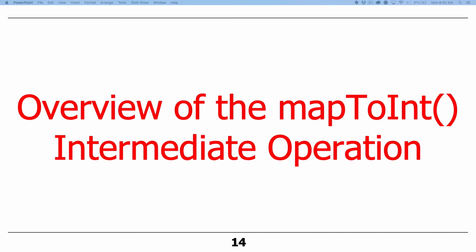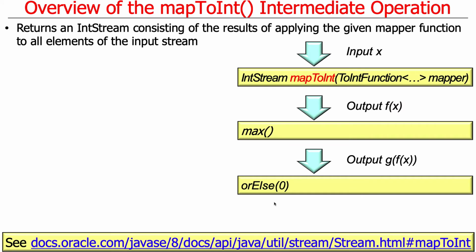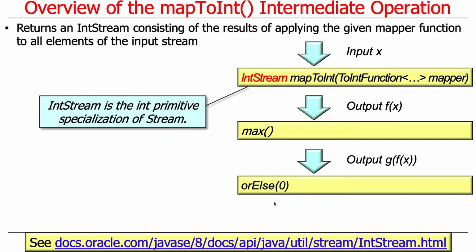What we're going to talk about here is the mapToInt intermediate operation. We've talked before about map. As you may recall, map takes a stream of reference types and converts it to an output stream of reference types. That's what map does. mapToInt is a variation of map that will return something known as an IntStream that consists of the results of applying the mapper function to all the elements of the input stream. And that raises the question, what is an IntStream?